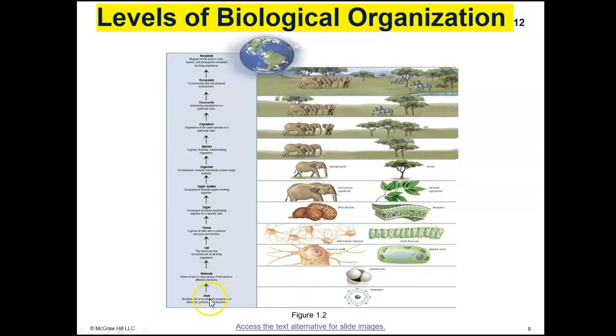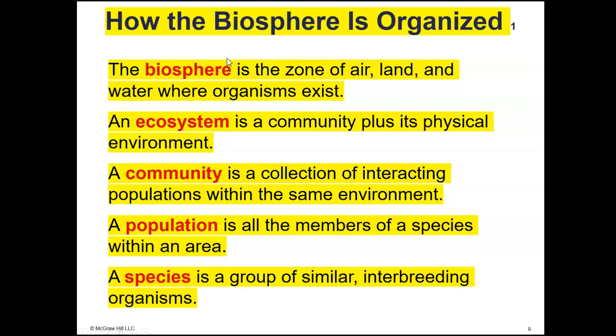So make sure that you know the levels of organization from the simplest, which is atom, all the way up to the most complex, which is biosphere. Atom, molecule, cell, tissue, organ system, organism, population, because technically species just is part of population, community, ecosystem, biosphere. And then you have definitions. The biosphere is the zone of air, land, and water where organisms exist. So it includes all the ecosystems on the earth.